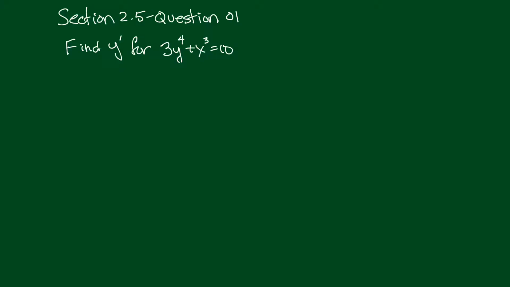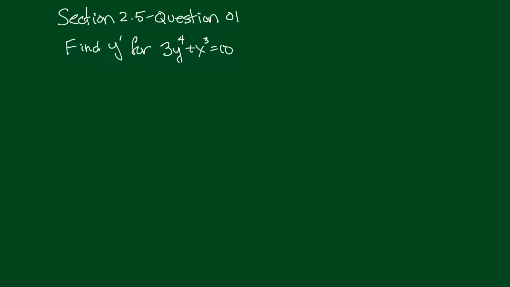We are asked to find y prime for this function over here. Now this is implicit, right? Because I have the x's and y's on both sides, and I don't have it explicitly solved for y. We don't have something like this: y equals something with x's in it, right? We don't have that. But we do know that y is an implied function of x.